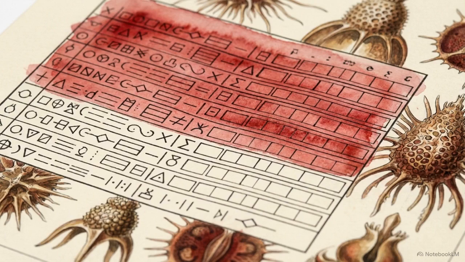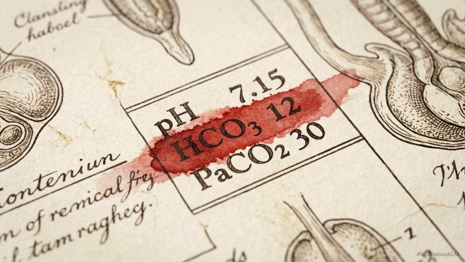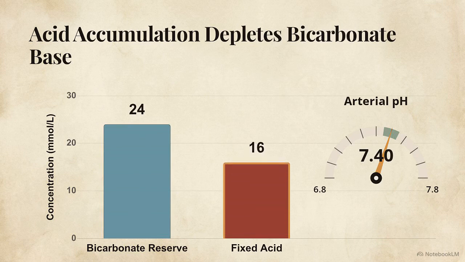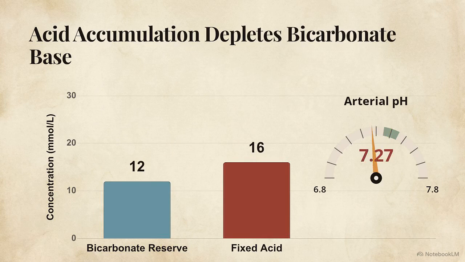This is an arterial blood gas printout from a crashing patient. The values highlighted in red indicate a severe physiological crisis: a pH of 7.15, a bicarbonate level of 12, and a PaCO2 of 30. These numbers define a metabolic acidosis, a pathological state where the accumulation of fixed acid depletes the body's bicarbonate reserves and drives down the arterial pH.